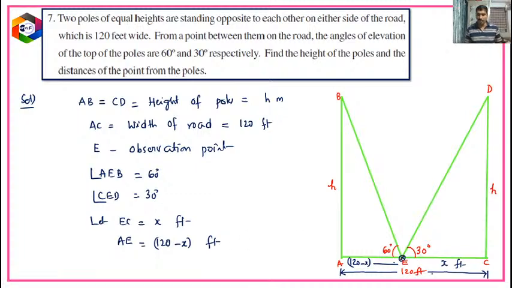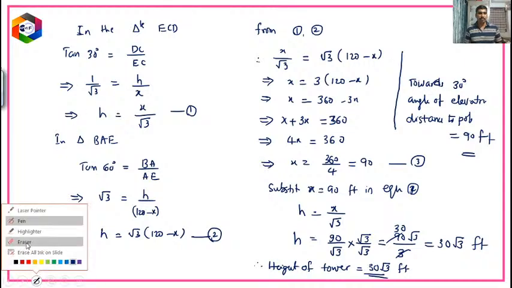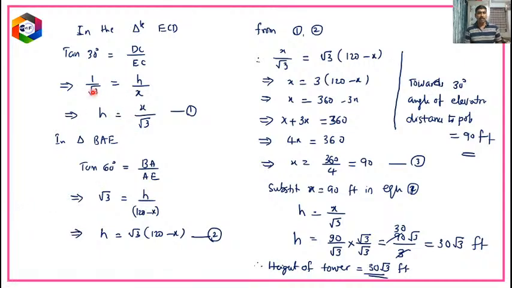So here the total is 120, this is x, and I assume this is 120 minus x. Now first, using tan 30, that is DC by EC, it is equal to 1 by root 3 is equal to h by x. Now cross multiply, so h is equal to x by root 3. I kept it like this, and transposed x to this side, so h equals x by root 3.